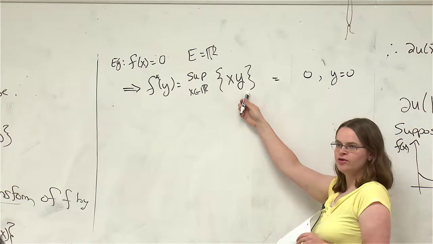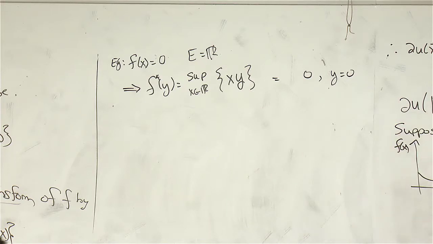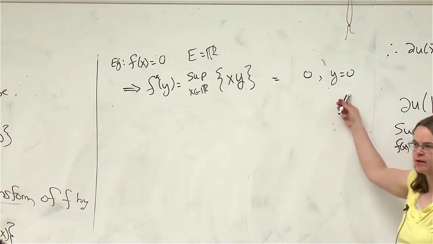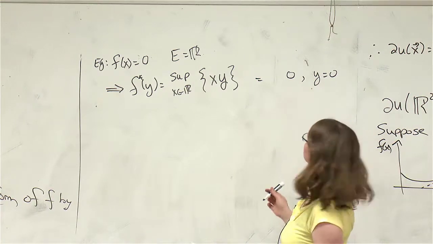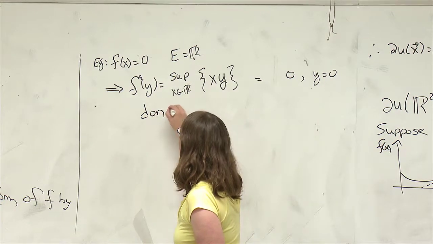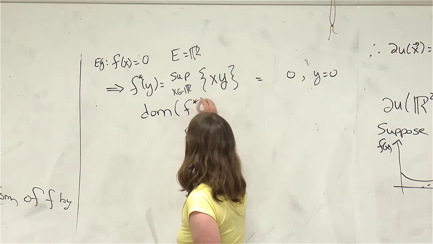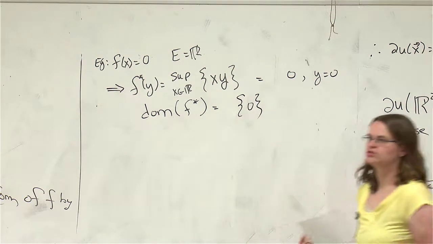If y is not 0, this is unbounded. So in fact, this Legendre transform has a very small domain. This domain is a point. So I'm going to say the Legendre transform of this function is equal to 0, but the domain of f star in this case is just a singleton.